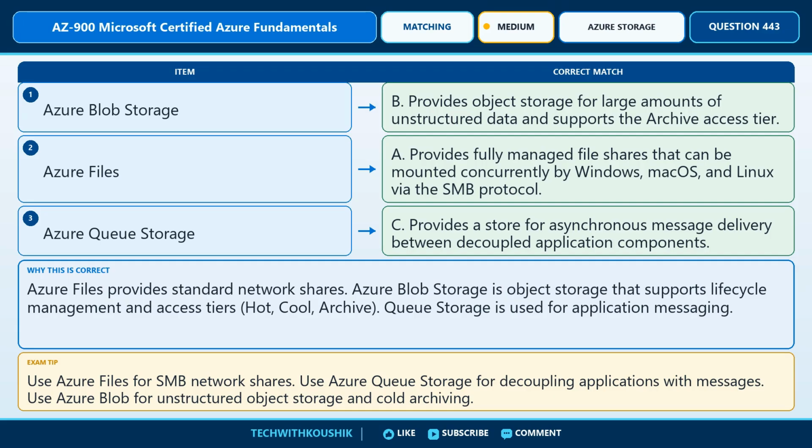Keep this point in mind for the exam. Use Azure Files for SMB network shares. Use Azure Queue Storage for decoupling applications with messages. Use Azure Blob for unstructured object storage and cold archiving.